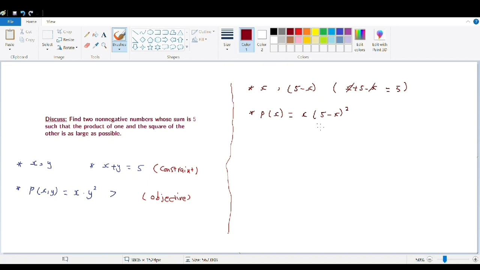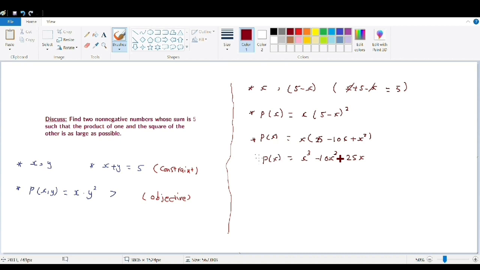So now we convert this one from a function of two variables to a function of one variable. So now we have p of x, which will be equal to x multiplied by (5 minus x) squared, so this will give us 25 minus 10x plus x squared. If you put it all together, this will give us x cubed minus 10x squared plus 25x. So this is our function p of x.